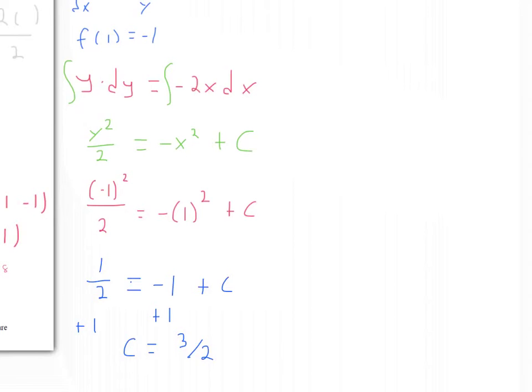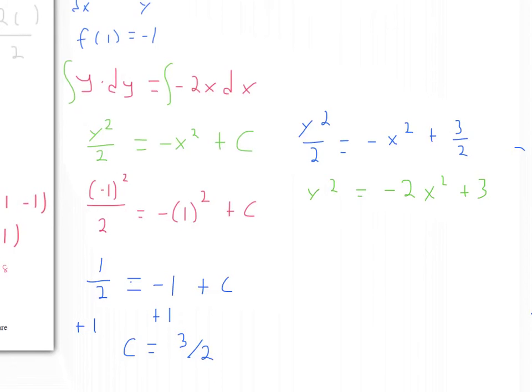Now that we know that c is equal to 3/2, let's come back up here where we have y squared over 2 is equal to negative x squared plus 3/2. So now I've substituted that value for c in. We have to do some work to solve for y. Y squared is equal to, I'm going to multiply both sides by 2, so I get negative 2x squared plus 3.